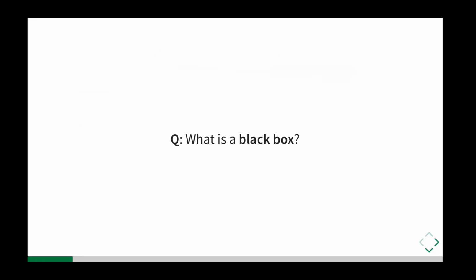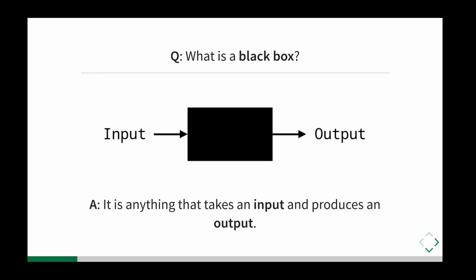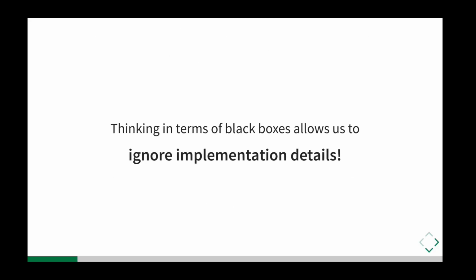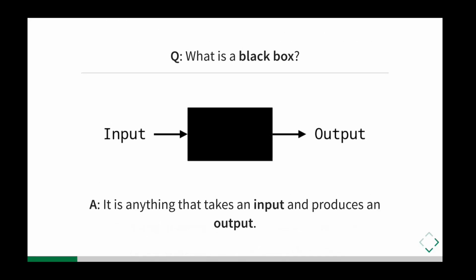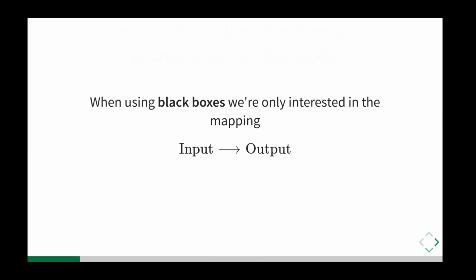So you could say, okay, but what is a black box? When we talk about a black box, we have to imagine anything that takes an input and produces an output. It can literally be anything. Now, what's the helpful idea here? If we think in terms of black boxes, of things that just take an input and produce an output, we can completely ignore all that goes on inside that black box. We just don't care about that. In particular, we can ignore implementation details. We're just interested in the input-output mapping, what goes in and what goes out. And this, of course, is helpful because it removes a lot of complexity.